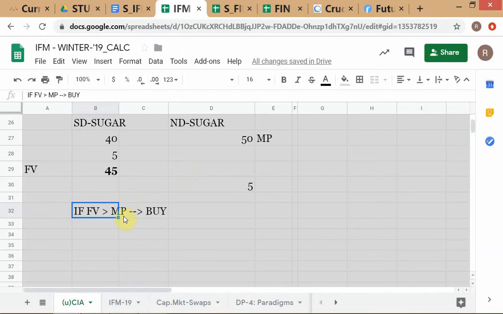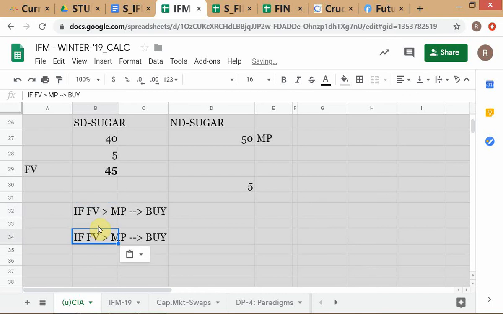So similarly, now if we go back and apply it, if fair value is less than market price, here you should sell, because again, the market price has to converge to the fair value.